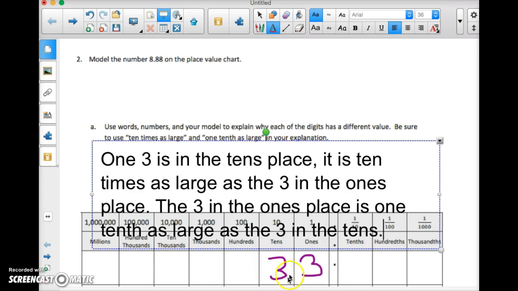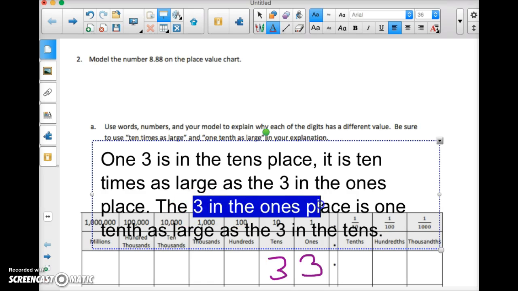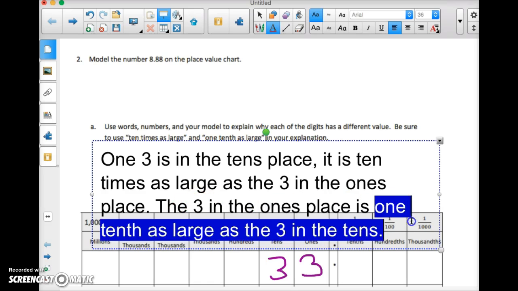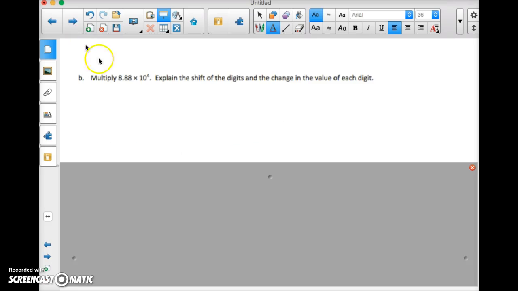So you can see I've got this 3 in the tens place. I'm talking about how much it's worth. I'm talking about how much greater it is than the one in the ones place, and I'm talking about the ones place, how much it is worth, and then I'm using those words to describe its relationship to the place value to its left. All right, so that's the first part. Now let's go on to the second page. We have B and C as part of this.